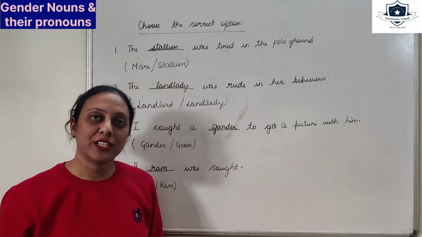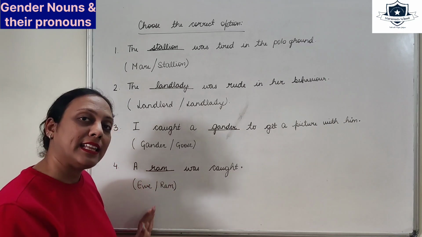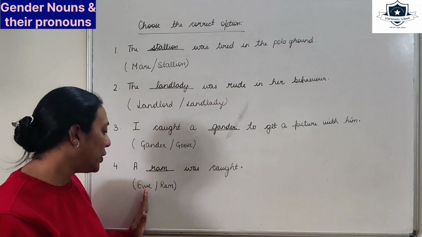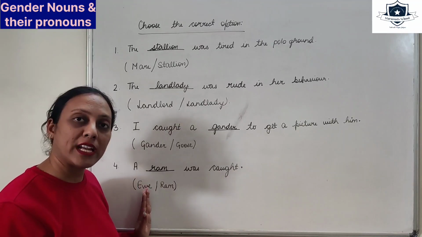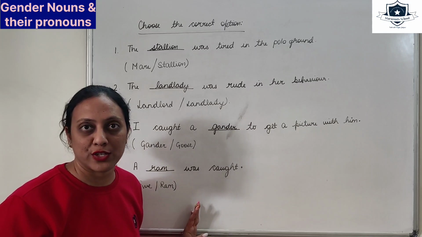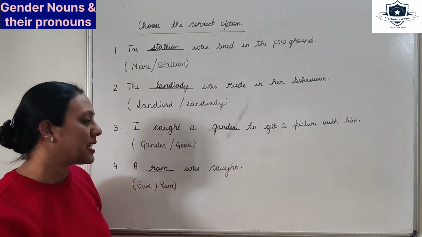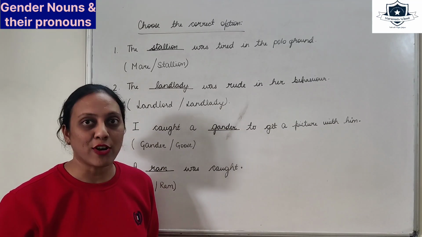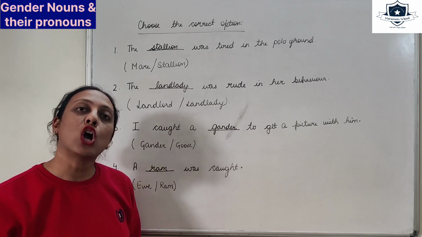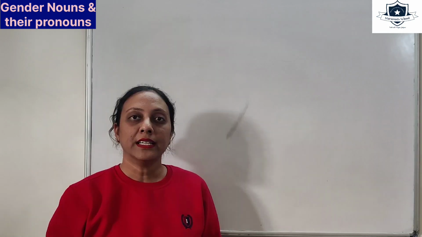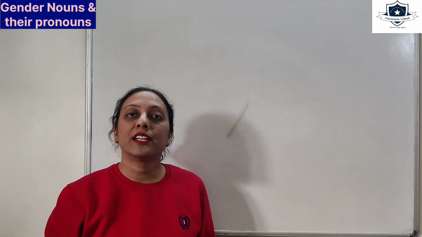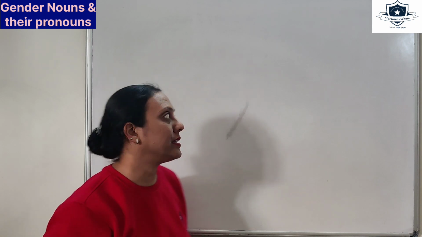For your information, I would like to tell, ewe and ram are the names of the sheep. The ewe is the feminine gender of the sheep, and ram is the masculine gender of the sheep. I hope this topic is clear. Now I will take you to the common gender noun. We will understand how the common gender nouns are different from masculine and feminine gender nouns.